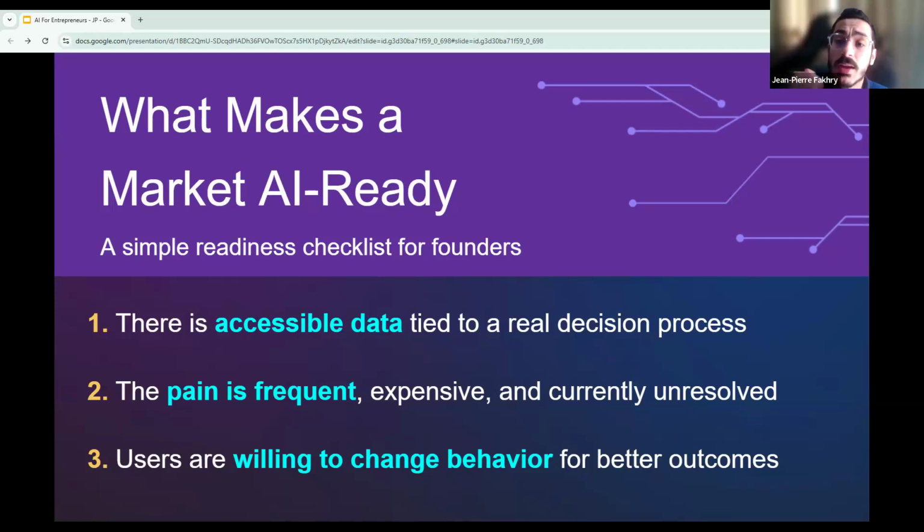Now, also, you have to ask yourself the third question to know what makes a market AI ready: will users actually change their behavior? This is the hardest one, changing user behavior. People often say that they want a solution, but they really resist adopting it when it requires changing, let's say, their habits and how they work and how they live. So the best predictor of future behavior is past behavior. So if people have already tried to solve this problem with workarounds, let's say spreadsheets, WhatsApp groups, for example, that is a strong signal that they want a real solution. So keep that in mind.